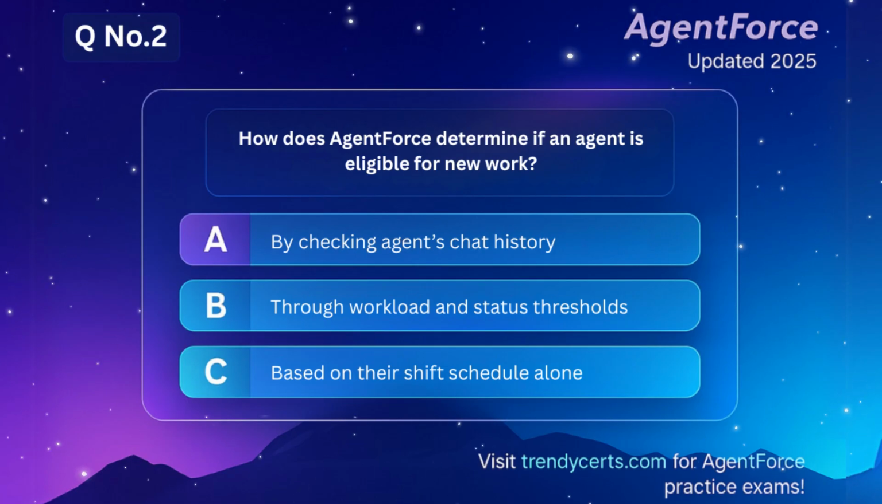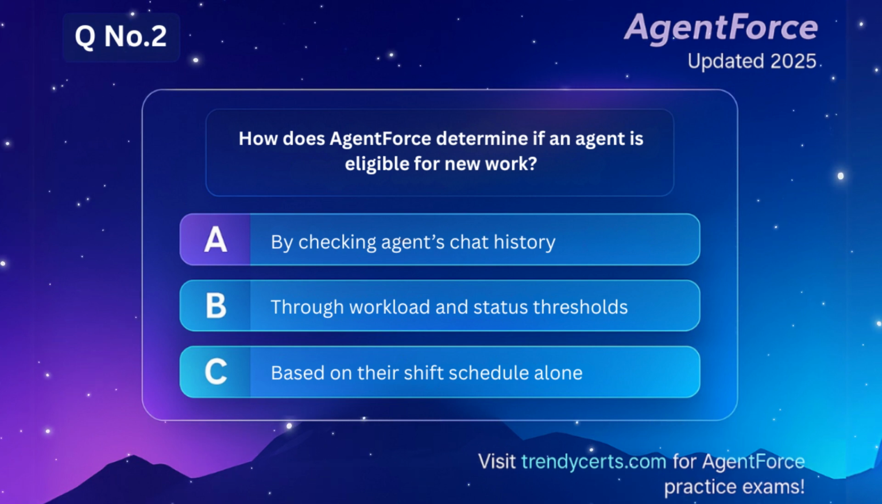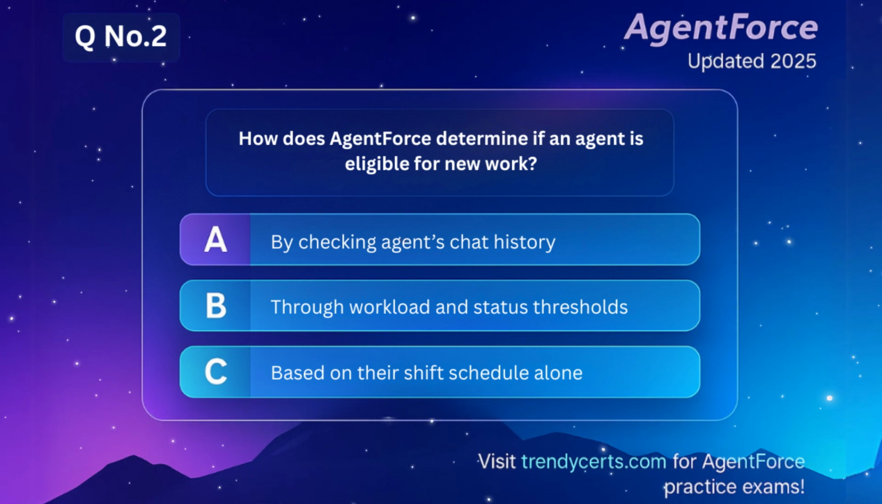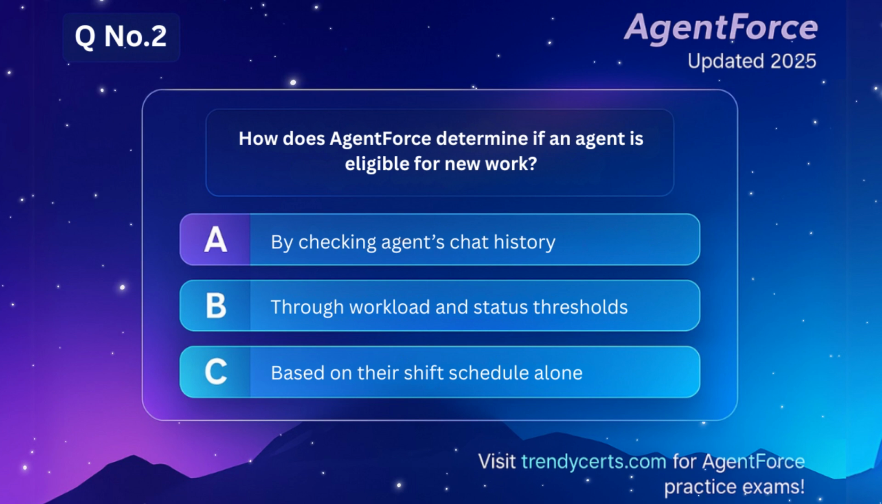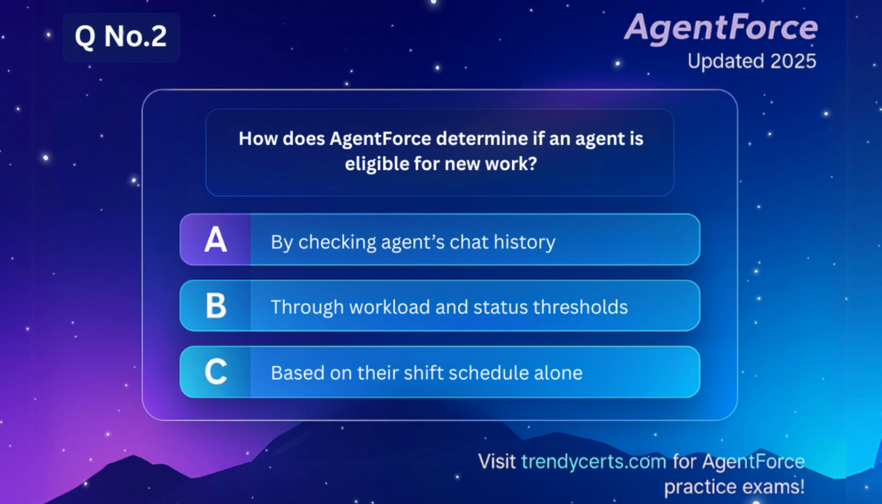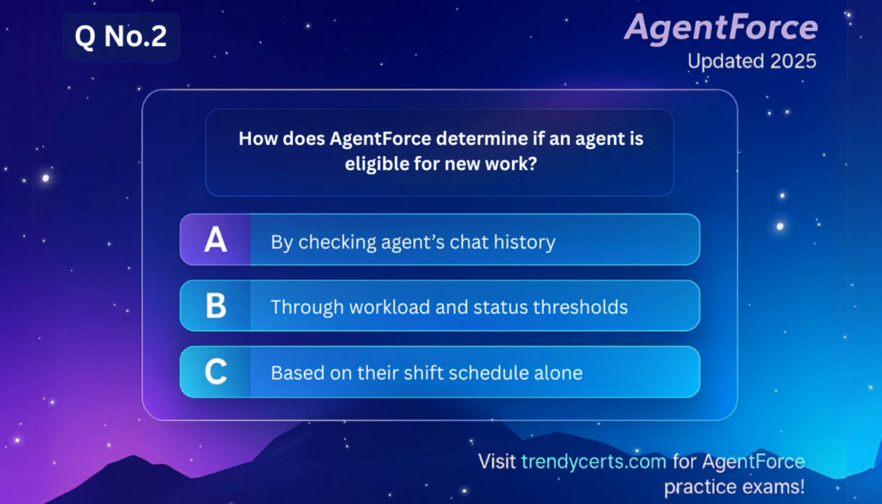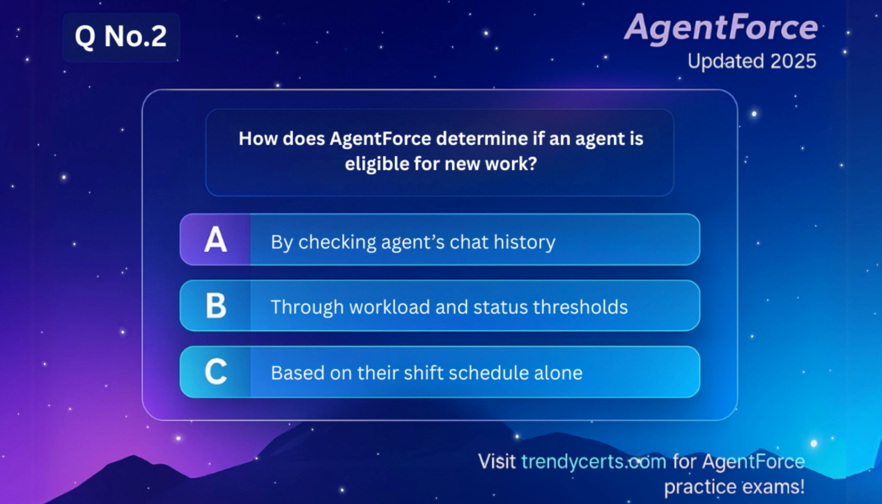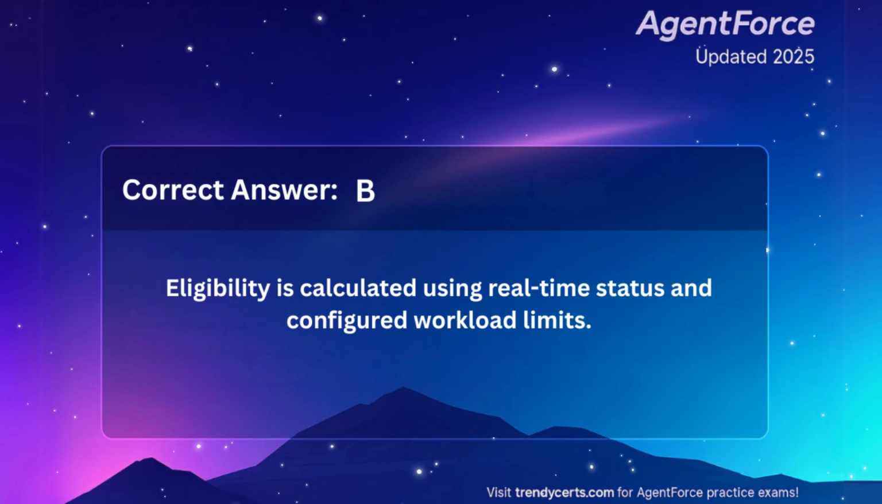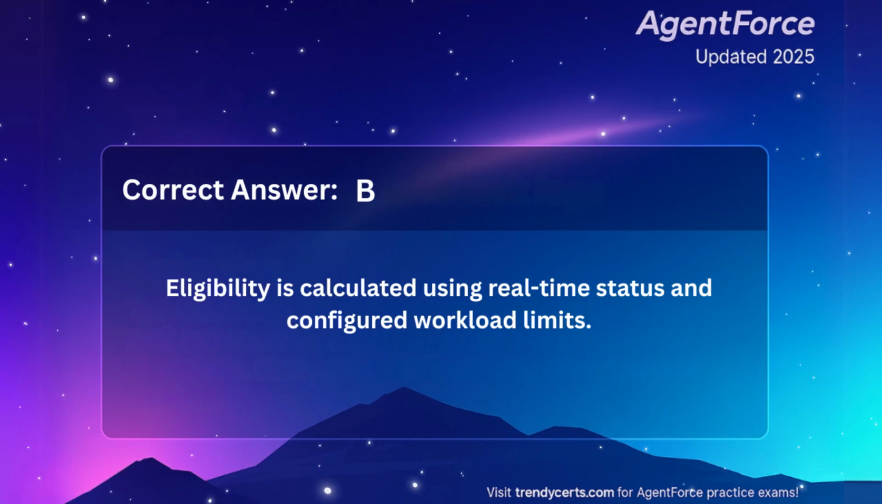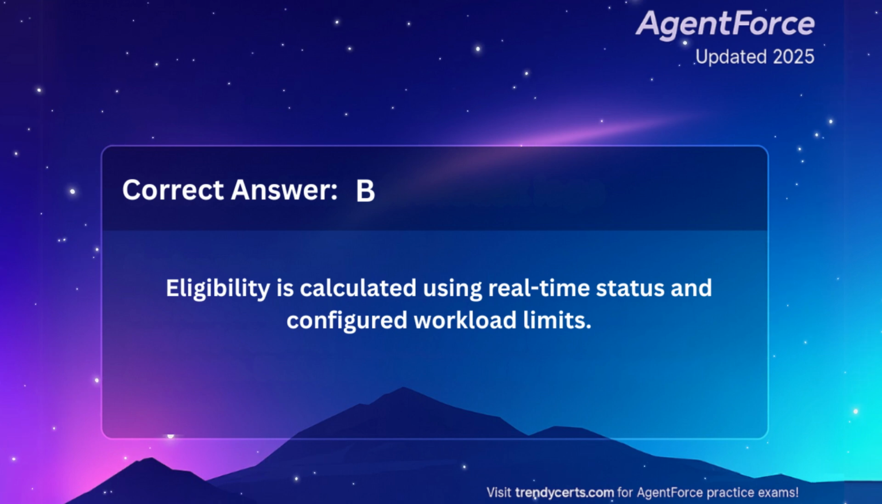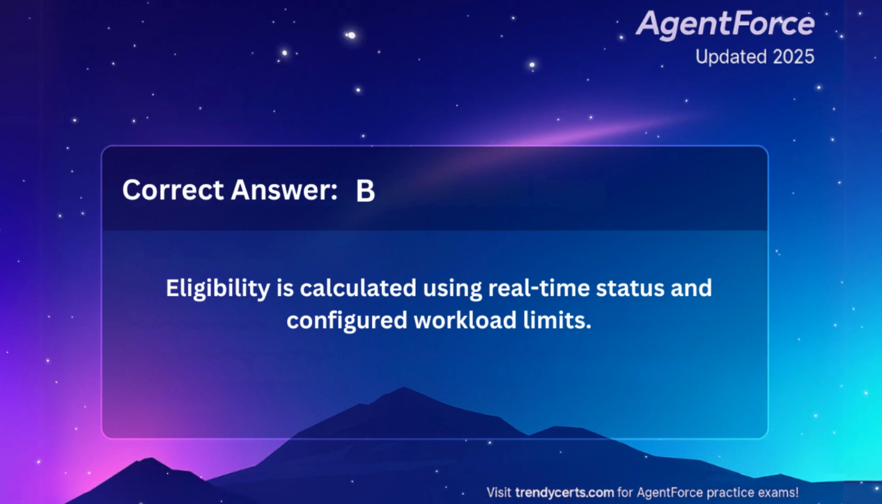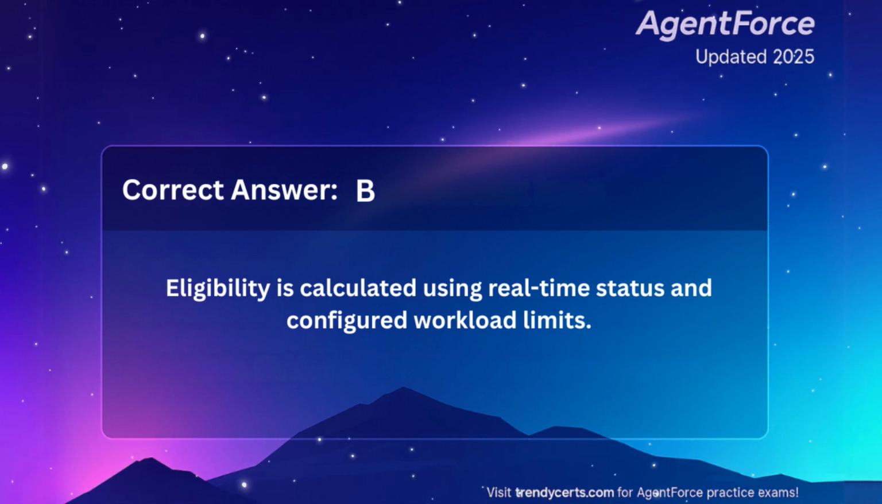How does Agentforce determine if an agent is eligible for new work? A, by checking the agent's chat history. B, through workload and status thresholds. C, based on their shift schedule alone. The correct answer is B. Agentforce uses real-time workload and status thresholds to decide if an agent can take more work.